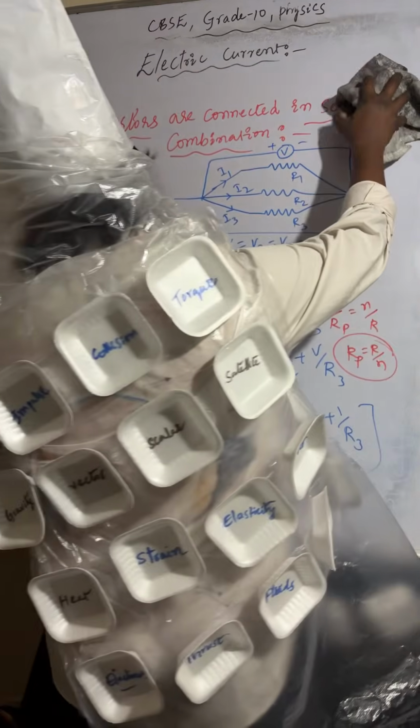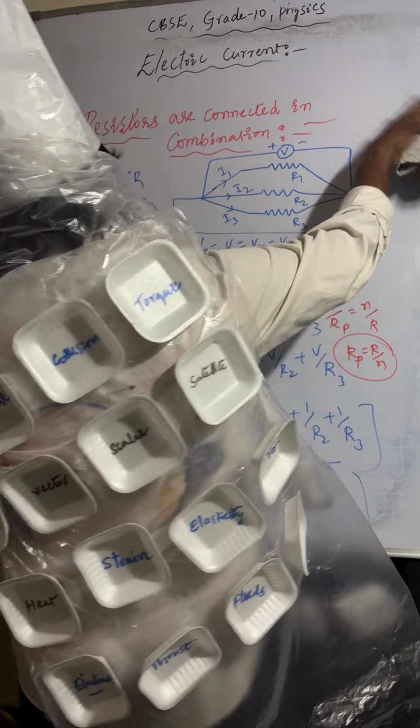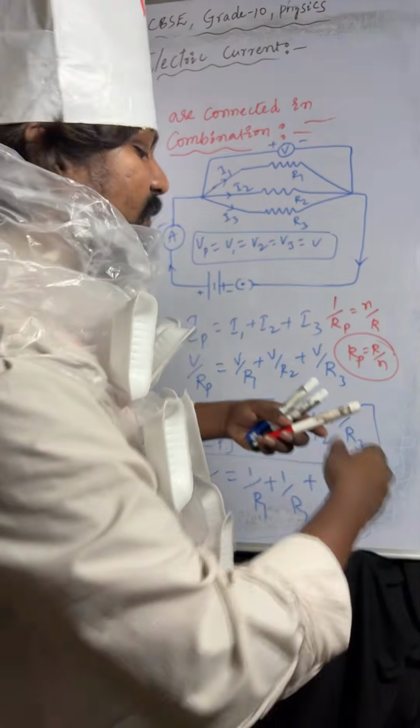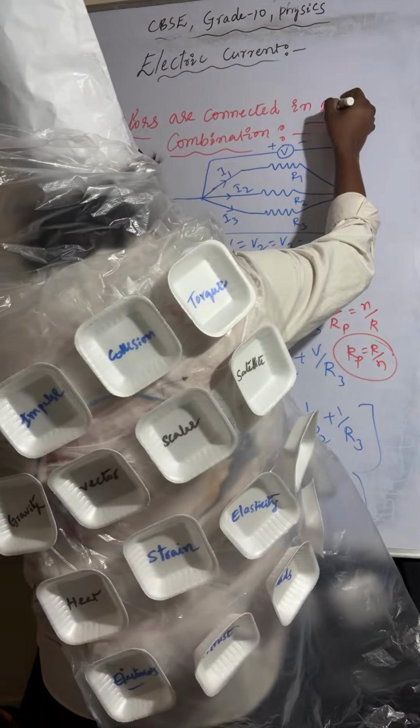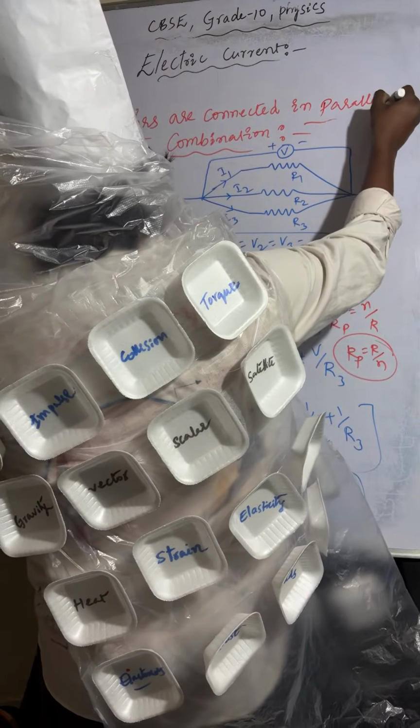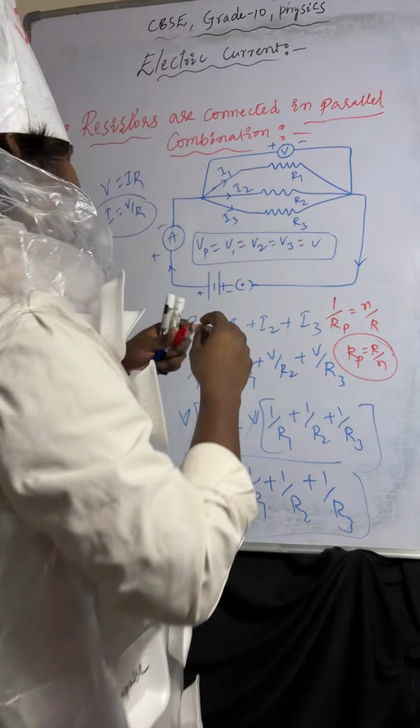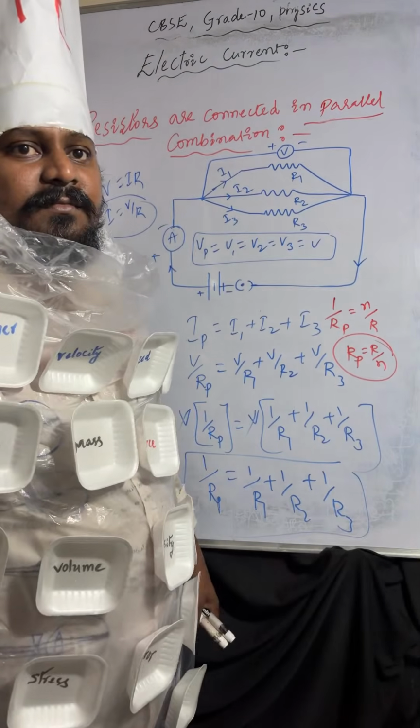Actually, this is the parallel combination. Resistors are connected in parallel. Okay, so this is parallel. Resistors are connected in parallel combination.